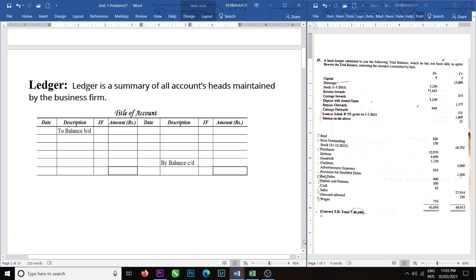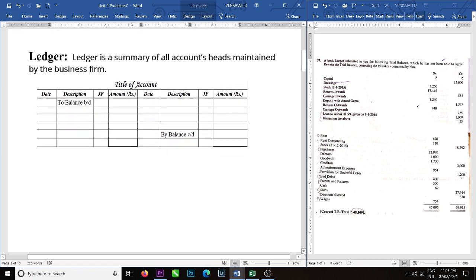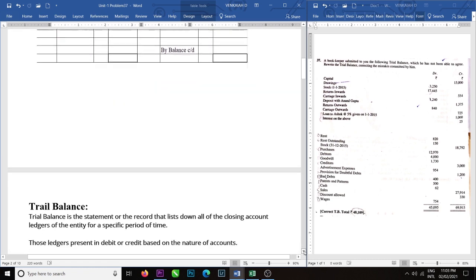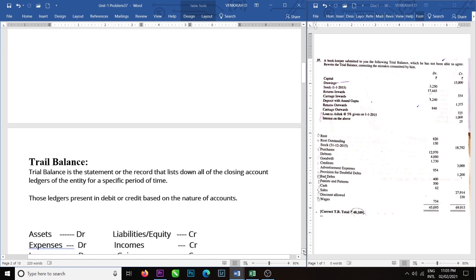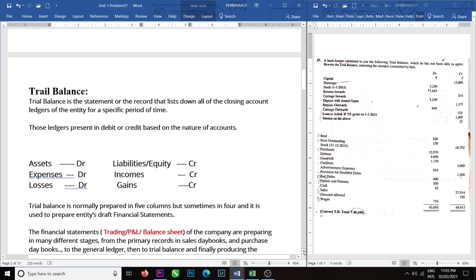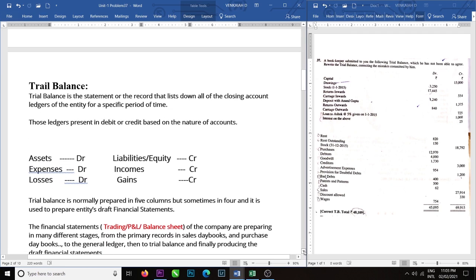The balances of ledger accounts, debit and credit, are used to prepare a statement called the trial balance. Trial balance is a statement which lists all closing balances of ledger accounts in debit and credit of a company for a specified period.